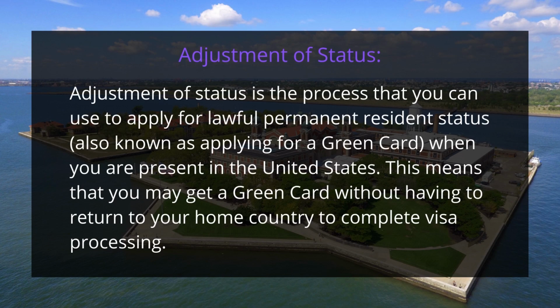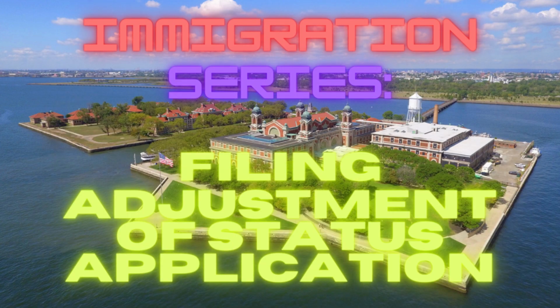As we alluded to in our introduction to immigration video, adjustment of status is the process that you can use to apply for lawful permanent resident status, also known as applying for a green card. When you are present in the United States, this means that you may get a green card without having to return to your home country to complete visa processing. This process is pretty straightforward if you meet the eligibility categories to adjust status. You can view the eligibility categories by viewing our previous video on eligibility categories.